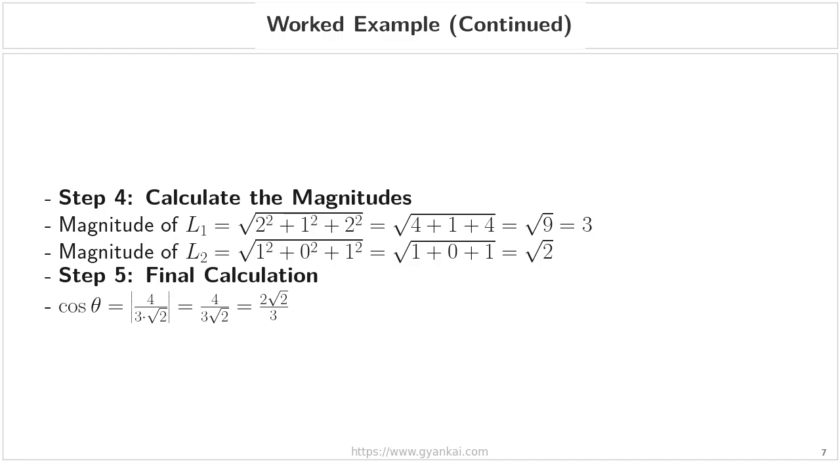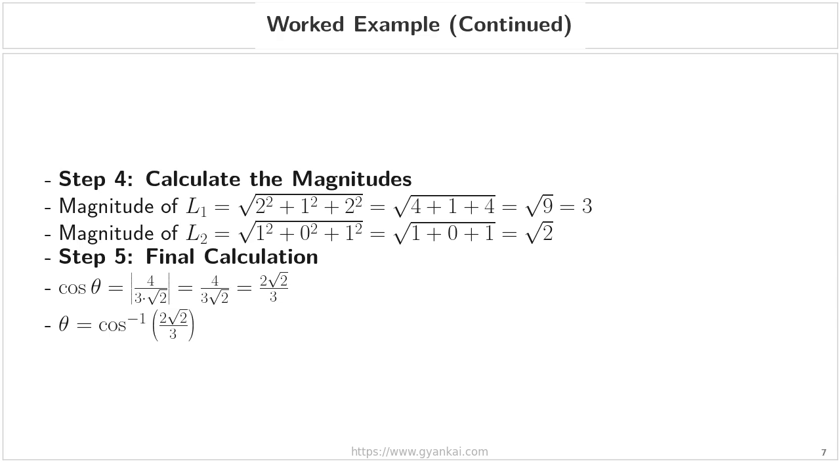We take the absolute value of the numerator we found earlier, which was 4, divided by the product of our two magnitudes, which are 3 and the square root of 2. This gives us 4 over 3 root 2. To make this look a bit cleaner, we can rationalize the denominator, which results in 2 root 2 over 3. Finally, to isolate the angle theta, we take the inverse cosine of 2 root 2 over 3. This gives us our final exact value for the angle between the two lines.